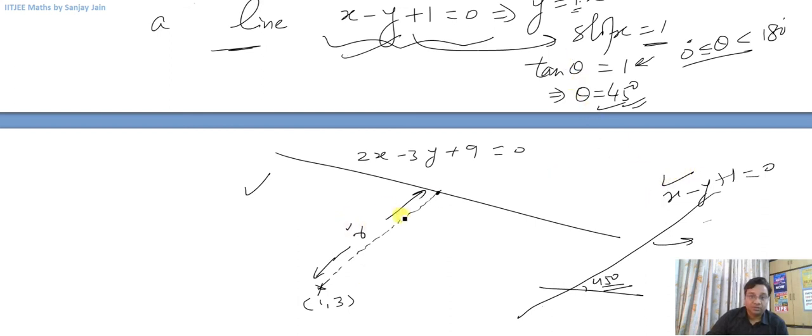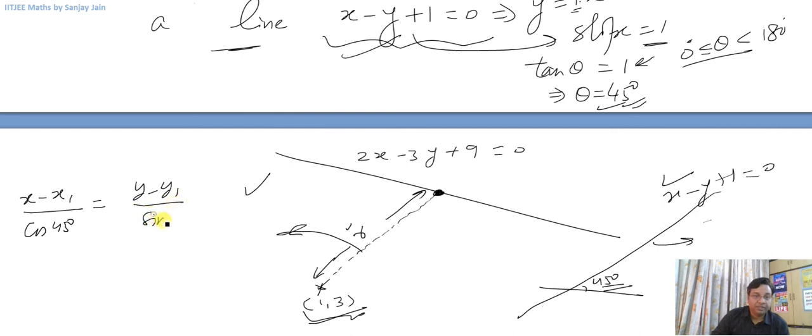So what can we say about the equation of this line? I have been given this point (1, 3) and I have been given the angle of inclination. So if I take this point to be my general point, I can take the equation as (x minus x1) divided by cos 45 equals (y minus y1) divided by sine 45 equal to r. Okay, we were not required to write this equation. I have just written it for the sake of revision.